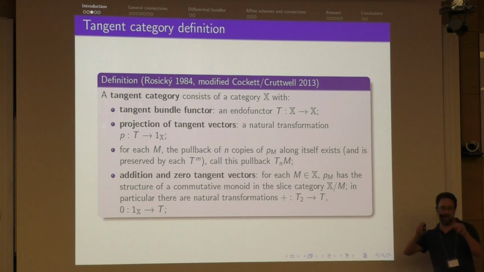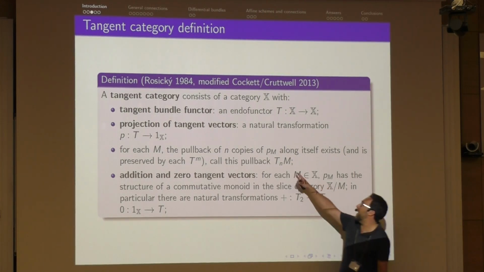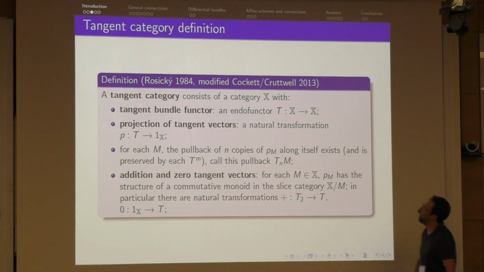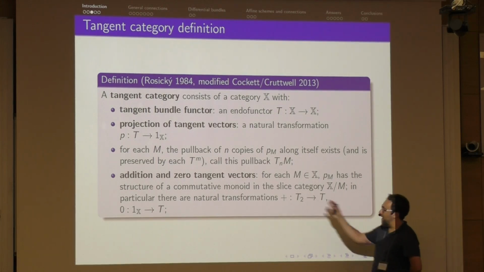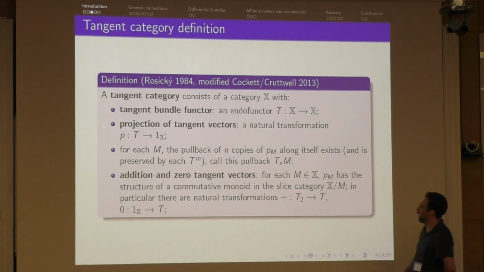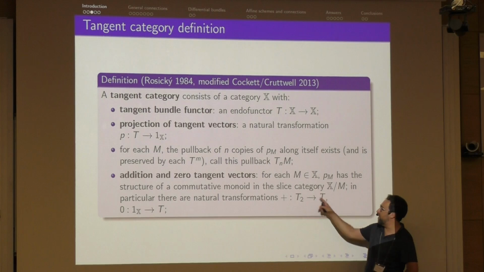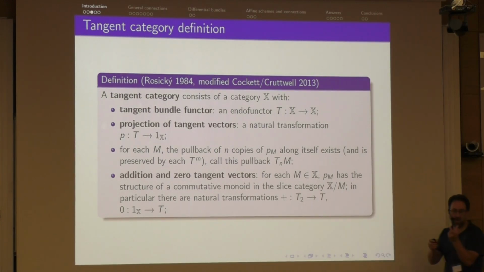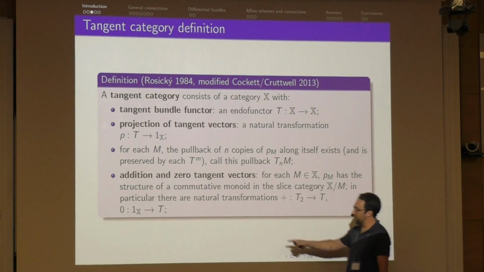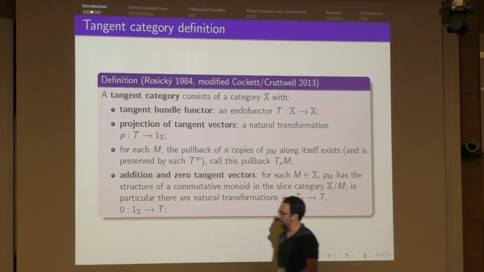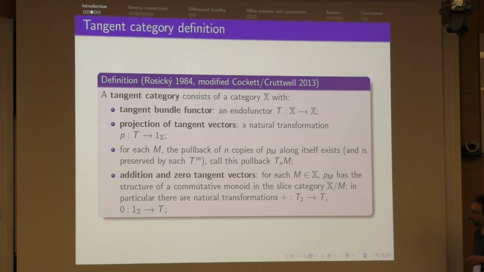So you think of this as n different tangent vectors at that same point. So T sub n m is n different tangent vectors, an element of n different tangent vectors at that point. Now we should be able to add and have a zero tangent vector, and that's represented by natural transformations. First of all, plus from T2 to T. That's taking two tangent vectors at the same point, adding them to give a tangent vector at that same point, and then a zero section, so giving at each point a zero tangent vector.